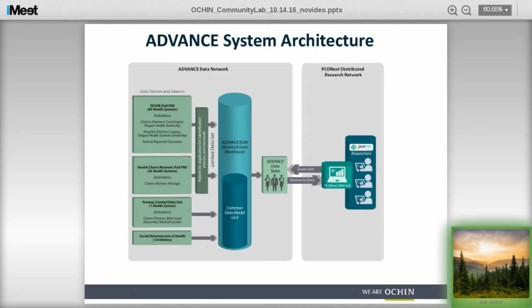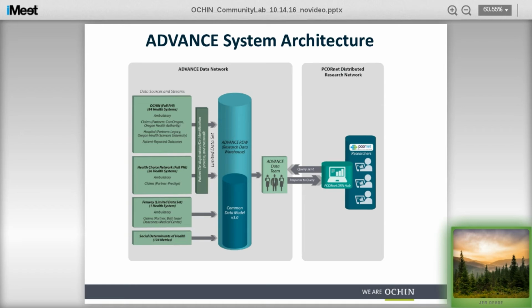And what we've been thinking about with Advance, and this is really starting, again, to aggregate more sources of data. We have the clinical data from OCHIN, Health Choice Network, Fenway, and much of that is ambulatory from the outpatient setting, but we're able, through the claims and some of the hospital data, to better understand utilization across the spectrum of ambulatory, ED, emergency department, and inpatient hospitalization.